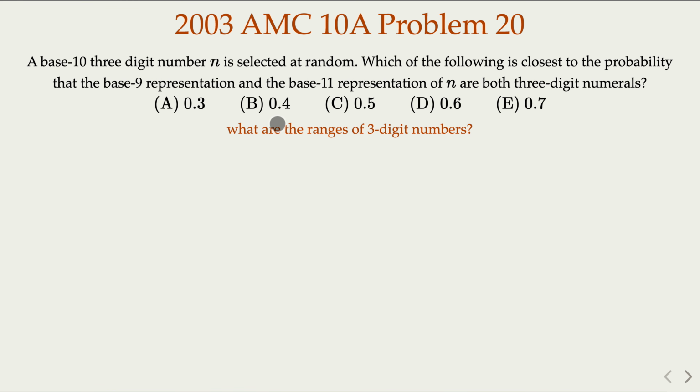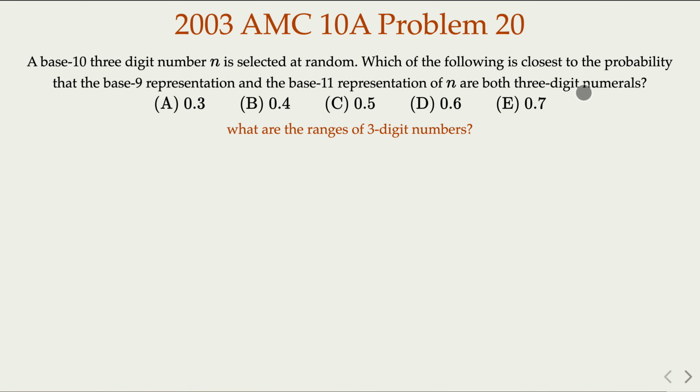So here we consider base 10, base 9, and base 11. Basically we're going to select a 3-digit number in base 10 at random. We're going to find the probability that that particular number in base 9 and base 11 is also 3-digit.